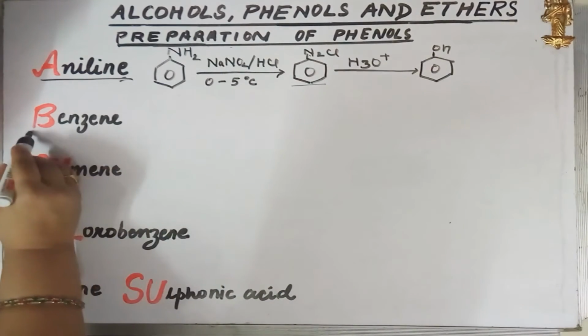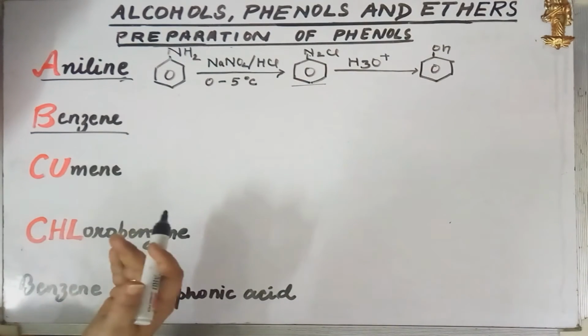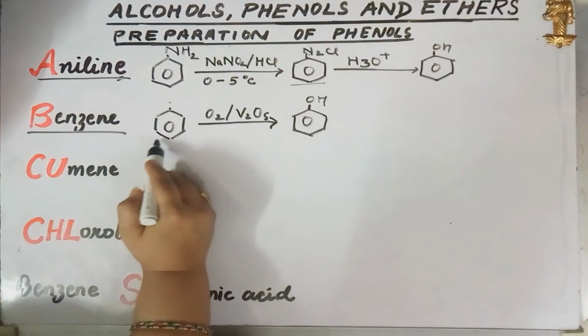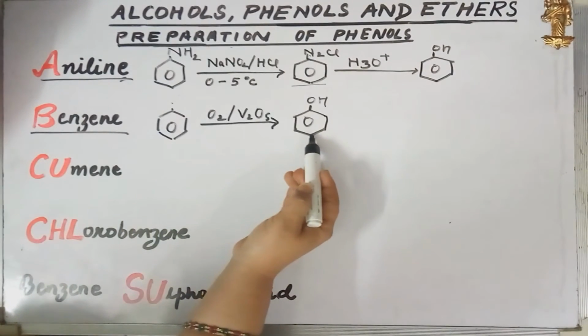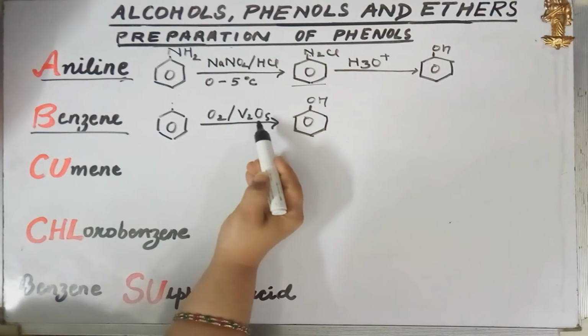Next reaction is the reaction from benzene. Benzene can be easily converted into phenol by oxidizing it in the presence of vanadium pentaoxide.